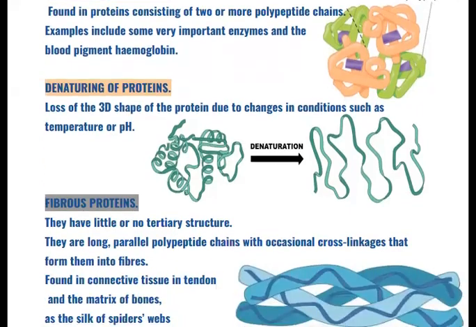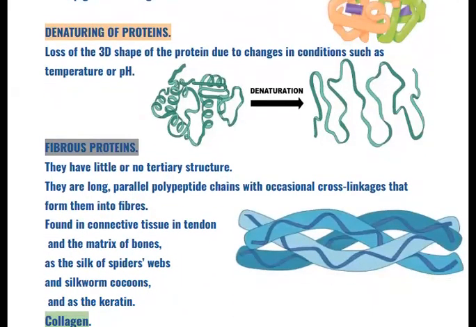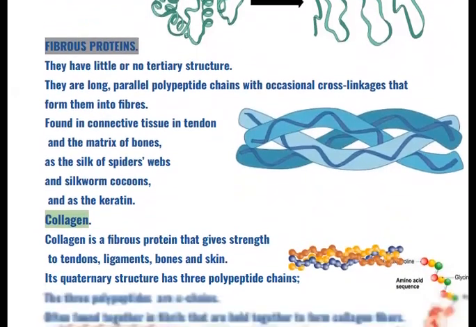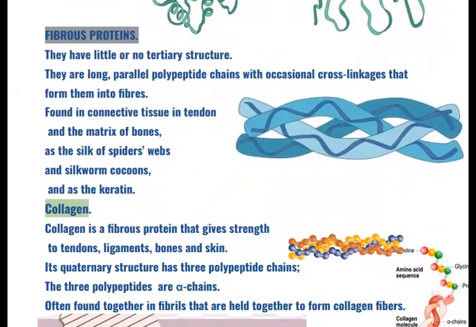Denaturing of proteins. Loss of the 3D shape of the protein due to changes in conditions such as temperature or pH. Fibrous proteins. They have little or no tertiary structure. They are long, parallel polypeptide chains with occasional cross-linkages that form them into fibers. Found in connective tissue and tendon and the matrix of bones, as the silk of spiders' webs and silkworm cocoons, and as the keratin.